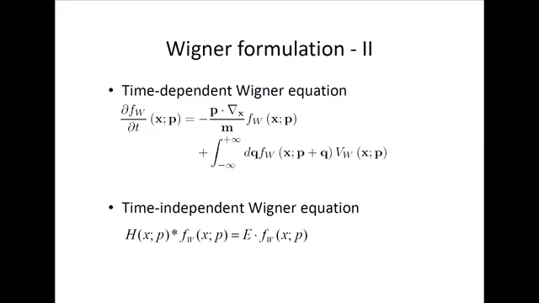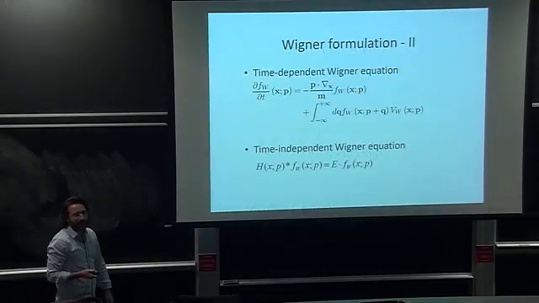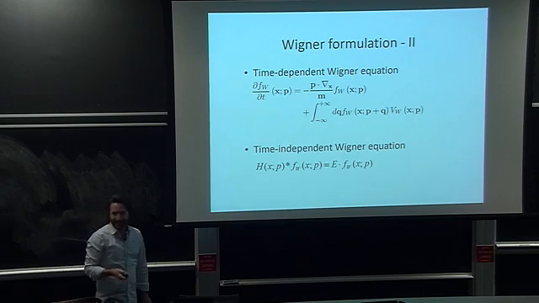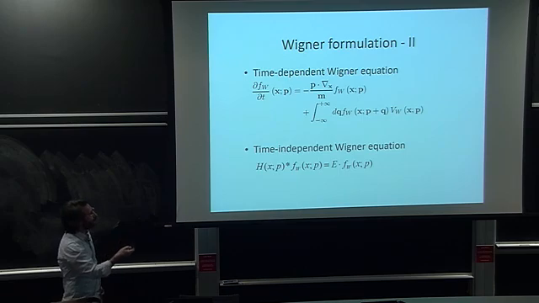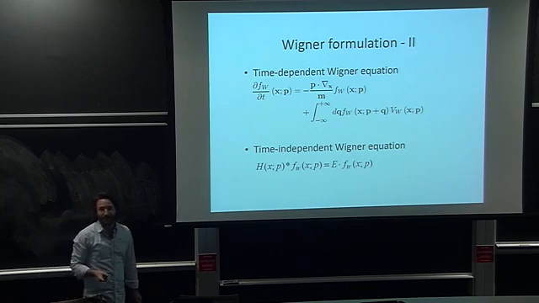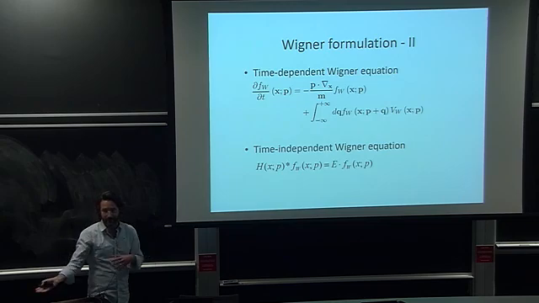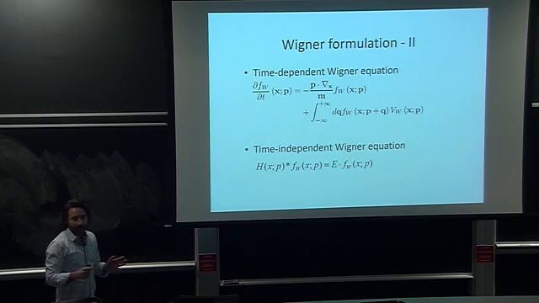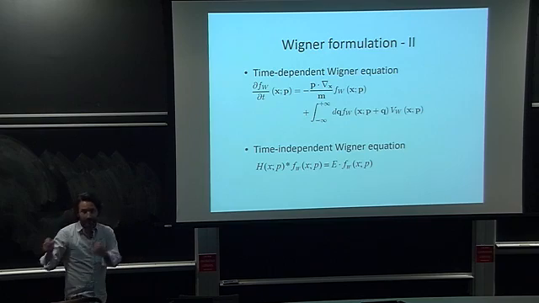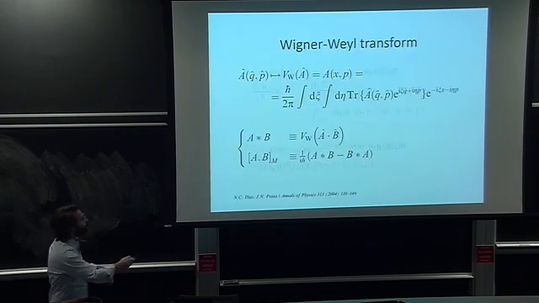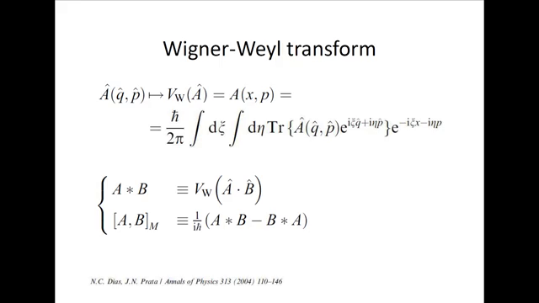Sometimes people tell me that this must be some approximation of the Schrödinger equation. This is not the case. The time-dependent Schrödinger equation and the time-dependent Wigner equation are mathematically the same. I mean, you have a transform that brings you from one formalism to the other, and this transform is invertible. So whatever prediction you can do with Schrödinger, you can do also with Wigner. And that's the transform, the Wigner-Weil transform.